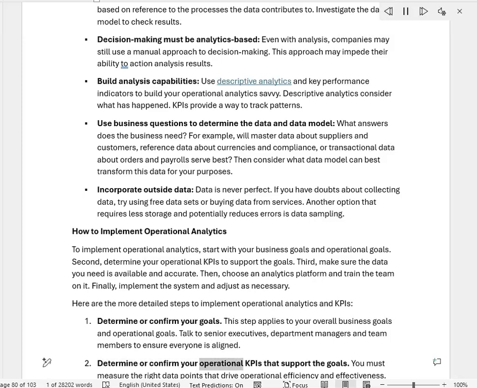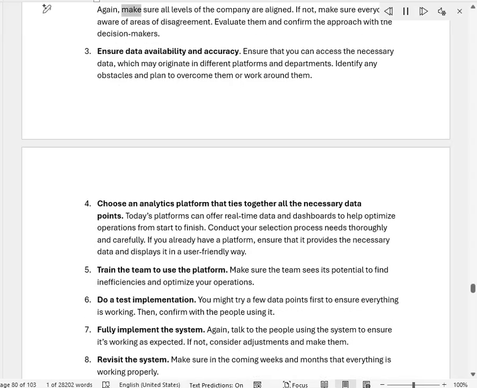Determine or confirm your operational KPIs that support the goals. You must measure the right data points that drive operational efficiency and effectiveness. Again, make sure all levels of the company are aligned. If not, make sure everyone is aware of areas of disagreement. Evaluate them and confirm the approach with the decision makers.